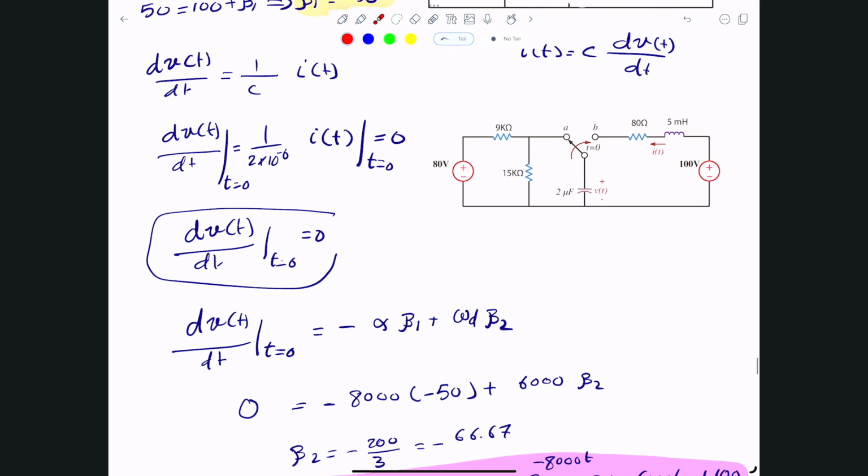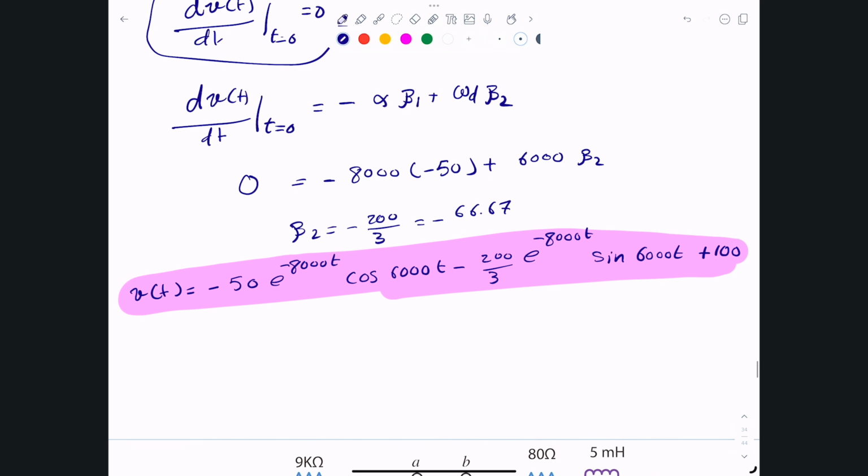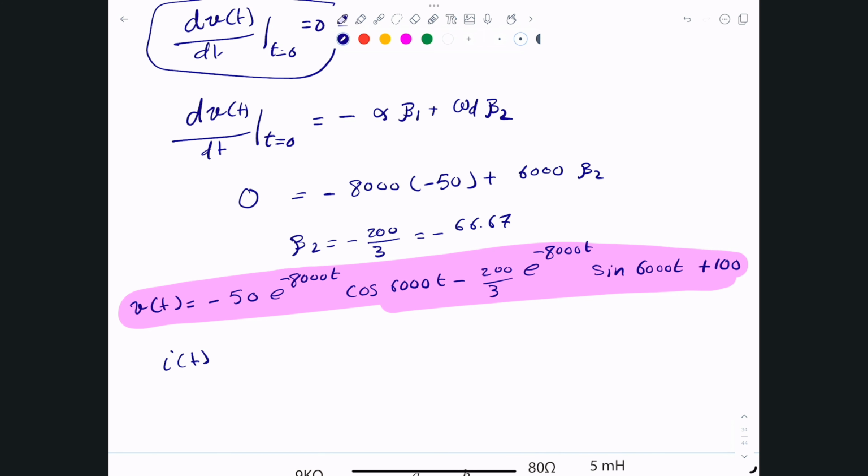Well, what if we wanted I of t? Well, we can use this equation, which is the current across the inductor. Remember, I of t is simply C times dV of t divided by dt. It's just a simple derivative, so you only have to take this derivative in here and this derivative in here. And again, it's a product rule because you have an e and the cosine. What you do is you take the derivative of the e times the cosine, and then the derivative of the cosine times the e, and then you do the same thing, the derivative of the e times the sine, and then the derivative of the sine times the e. Of course, the derivative of 100 will be 0.